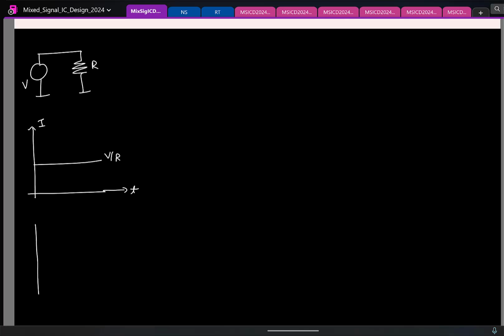Similarly, if I plot the charge versus time, how will the charge look like? Ramp. Charge is integration of current. So we'll do this. Right? Now the goal is try to do something similar using a capacitor. So I have the same voltage source. So I have to mimic this using a capacitor.